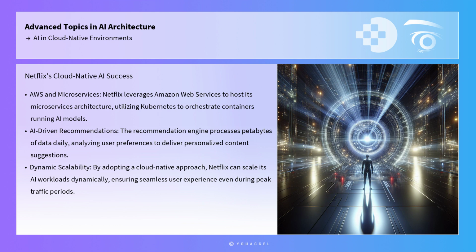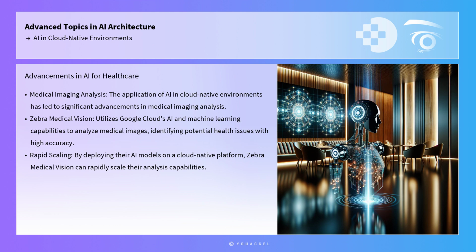A notable case study illustrating the effectiveness of cloud-native AI is Netflix's use of an AI-driven recommendation engine. Netflix leverages Amazon Web Services to host its microservices architecture, utilizing Kubernetes to orchestrate containers running AI models. The recommendation engine processes petabytes of data daily, analyzing user preferences to deliver personalized content suggestions. By adopting a cloud-native approach, Netflix can scale its AI workloads dynamically, ensuring seamless user experience even during peak traffic periods.